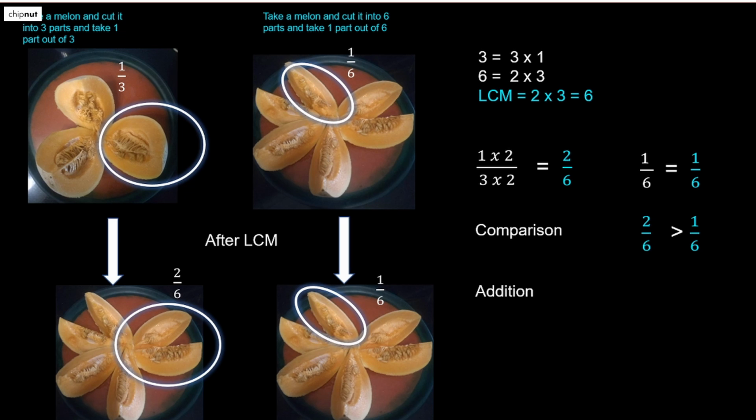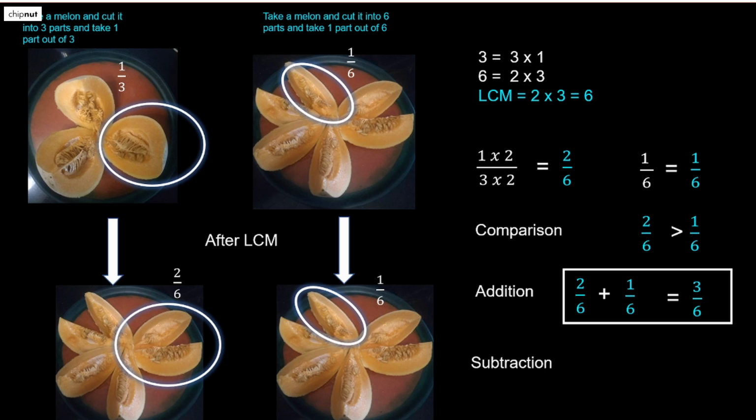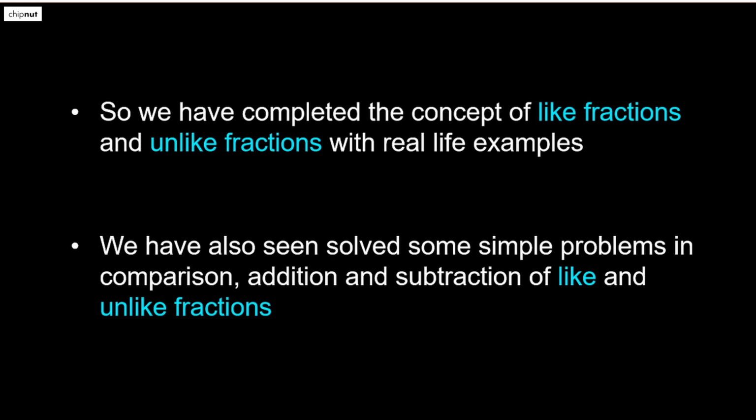Now for adding this, it's very simple because you have converted it into like fractions and addition is nothing but the addition of the numerators. So 2 plus 1 is equal to 3 by 6. Visually also you can see 1, 2 and 3. And subtraction, 2 by 6 minus 1 by 6, is nothing but the subtraction of the numerators and you get 1 by 6. This is the result, and visually also you can see that from 2 if you take out 1 you get 1. So we have completed the concept of like fractions and unlike fractions with real life examples.